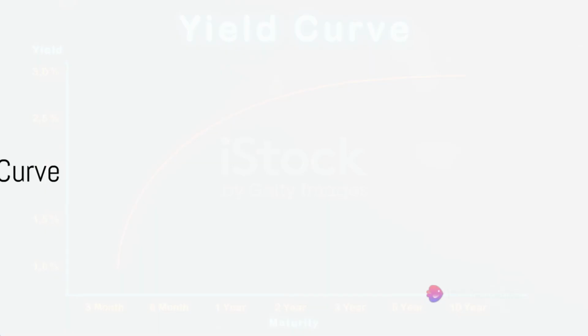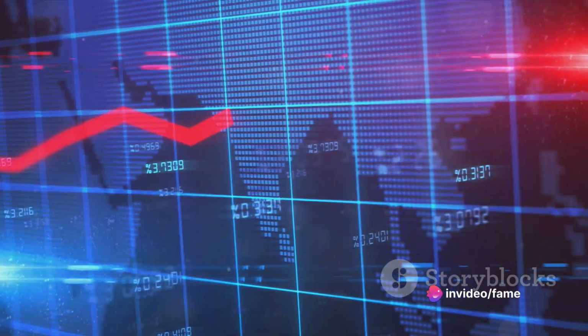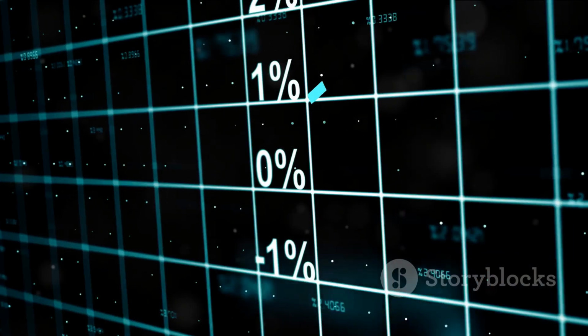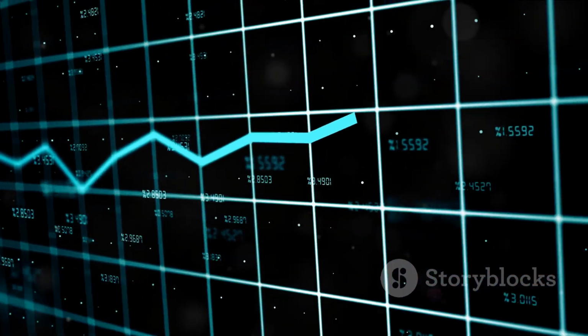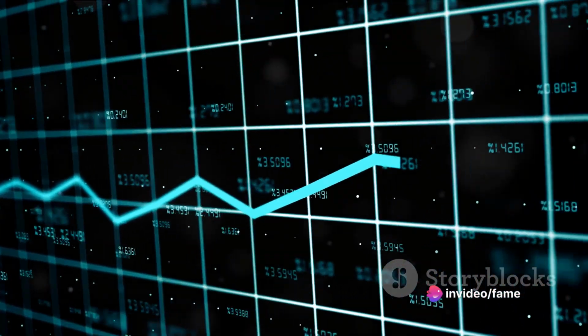Ever pondered how investors forecast economic growth or recession? The answer lies in a tool called the yield curve. Now, you may ask, what exactly is a yield curve? Picture it as a graph, a visual representation that illustrates the relationship between the interest rate, or the yield, and the time to maturity of debt securities.